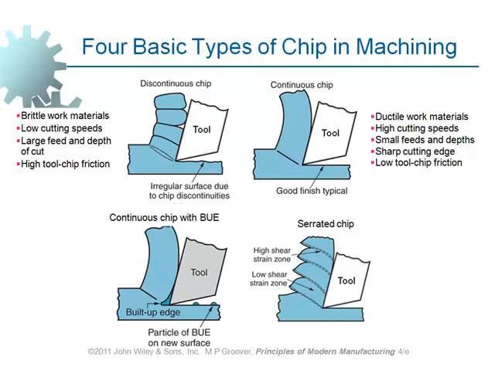So, for ductile or soft work materials, where cutting speed is high and feed rate and depth of cut are small, which is often used in finishing operations, this is the type of chip which is produced. For roughing operations, often this is the type of chip being produced, and for finishing operations, that's the one.